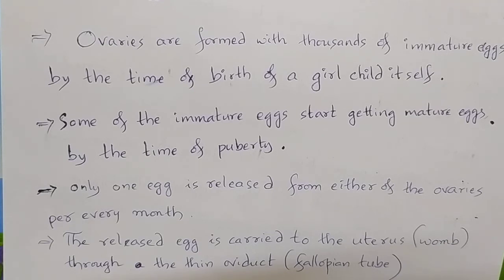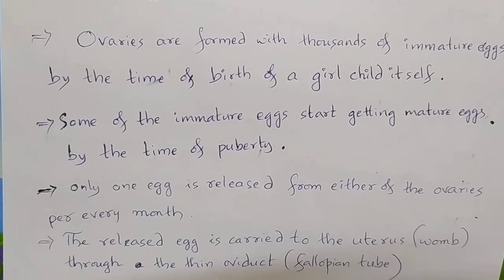Coming to the ovaries. Ovaries are not formed some period after birth. Instead, ovaries are formed with thousands of immature eggs by the time of birth itself, the birth of the girl child. Some of the immature eggs start getting mature during puberty. But only one egg is released from either of the ovaries every month.